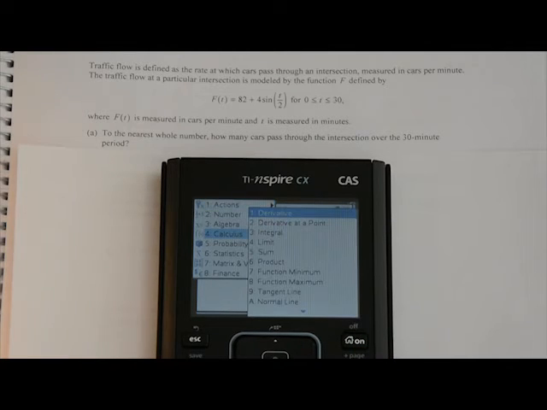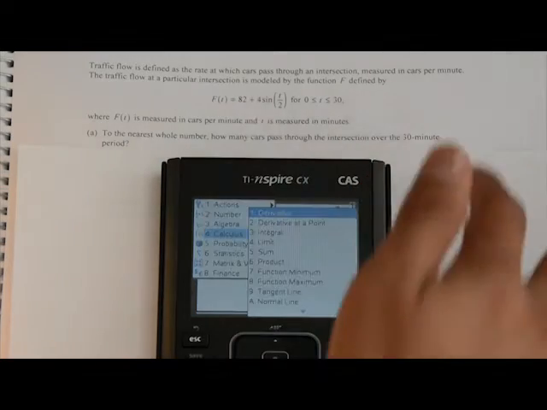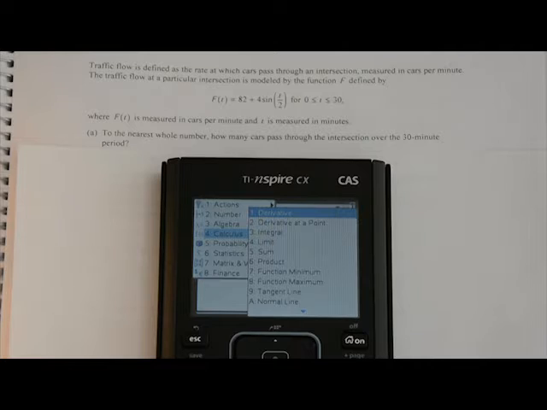So now that we have that, we can hit enter, and there we have our function right there. So now we're ready to start integration. If you go to Menu, you can go to Calculus, obviously, which is 4, it's right there. You can go to Integral.